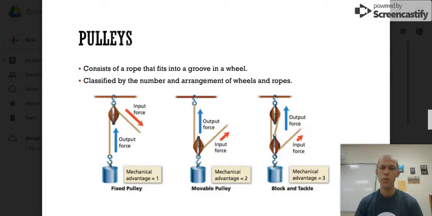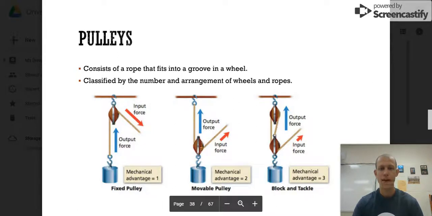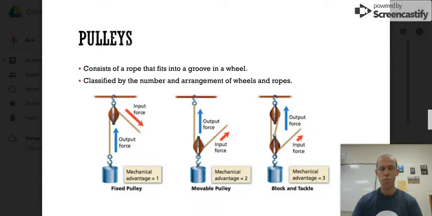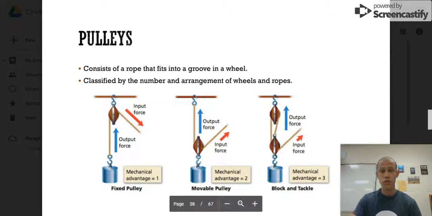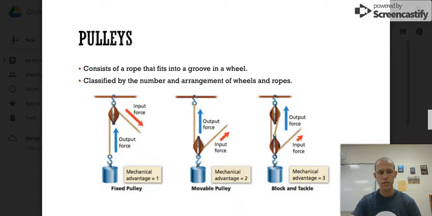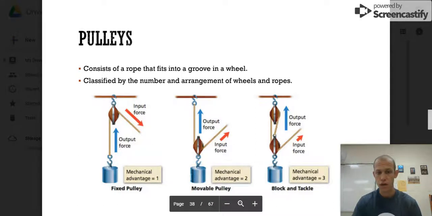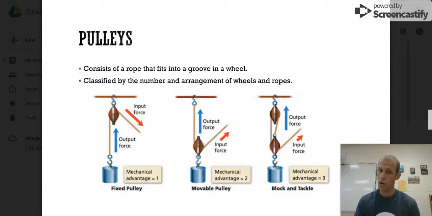Movable pulley. Movable pulleys have 2 things supporting this weight. So that means that you only have to apply half the force. So if this was 100 Newtons, this string would hold 50 and this string would hold 50. So you only have to pull 50. However, you have to pull twice as far to get it to move a certain distance. So if you want it to move 1 foot, you have to pull 2 feet, although you don't have to pull as hard for those 2 feet. So your choice.